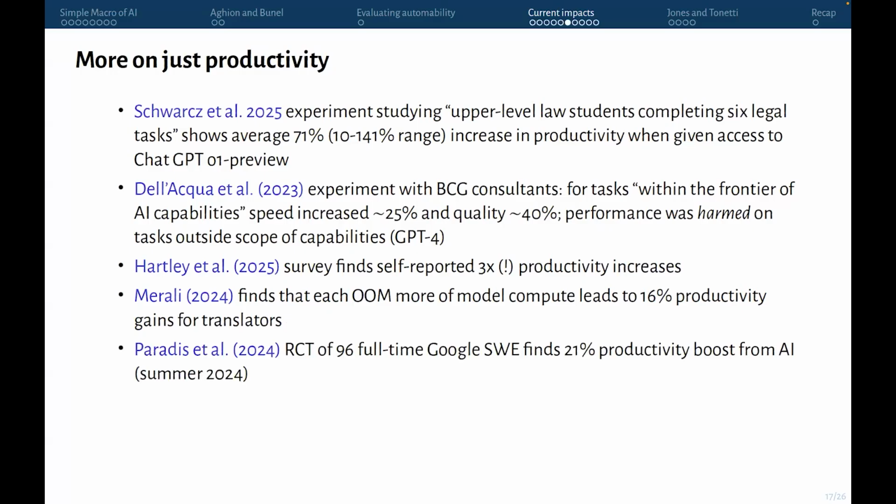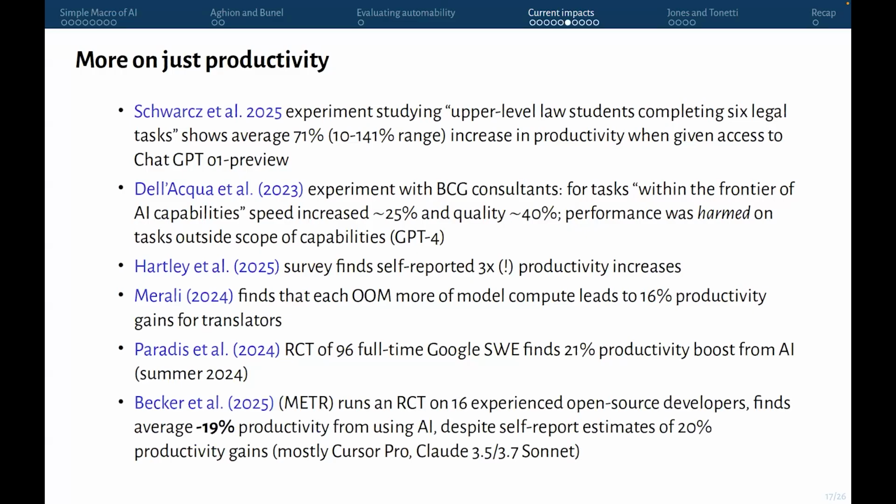There's this Paradis et al. RCT of 96 full-time Google software engineers finding a 21% productivity boost from AI. And there's this Becker METR study, which I believe Eric mentioned yesterday. They run an RCT on 16 experienced open source developers. They find an average negative 19% productivity impact from using AI, despite self-report estimates of 20% productivity gains.